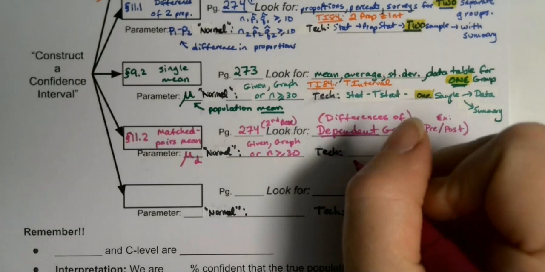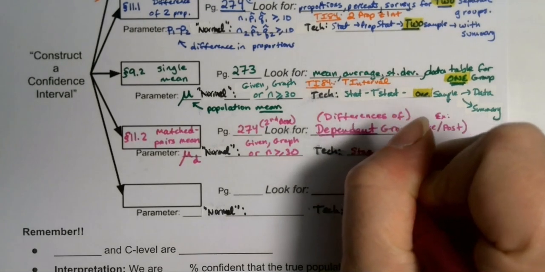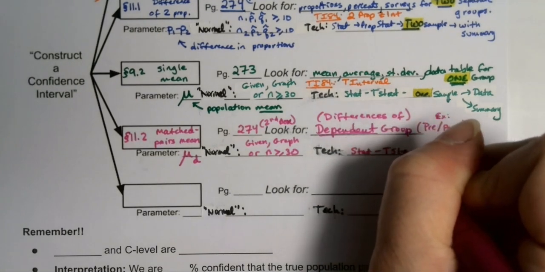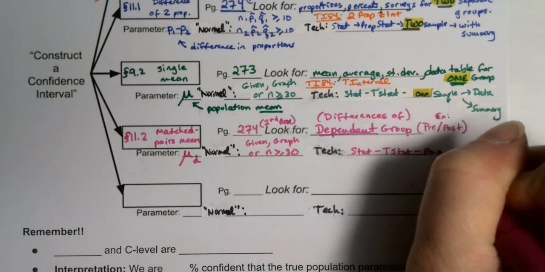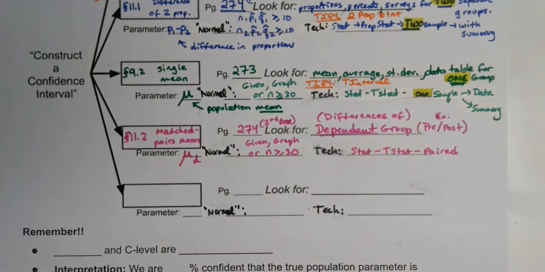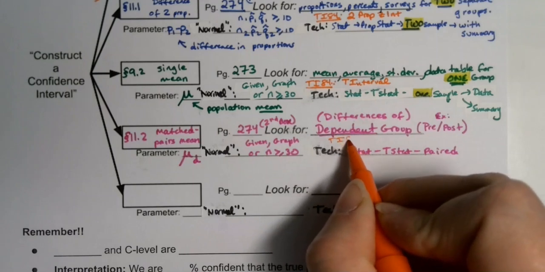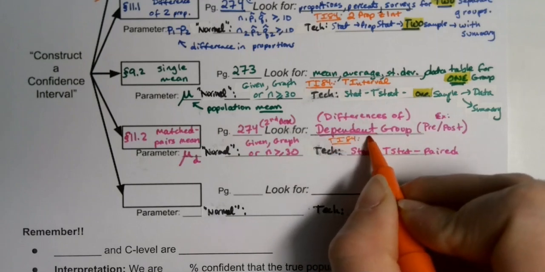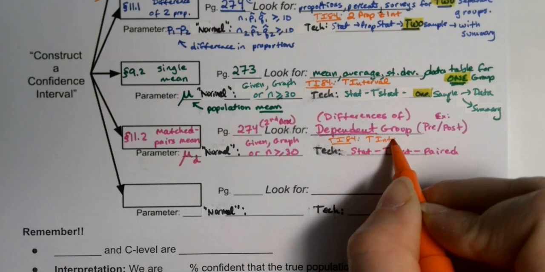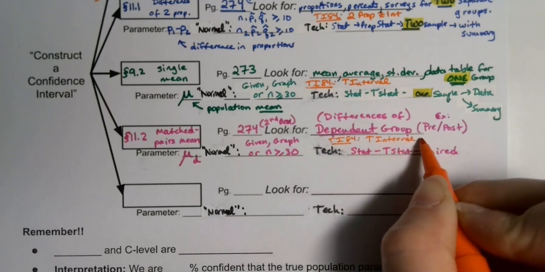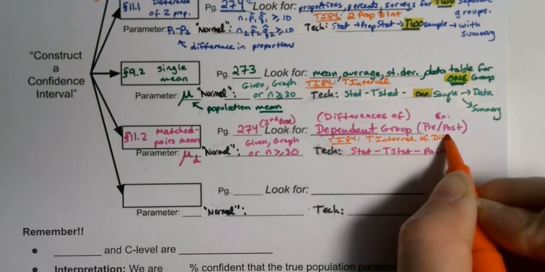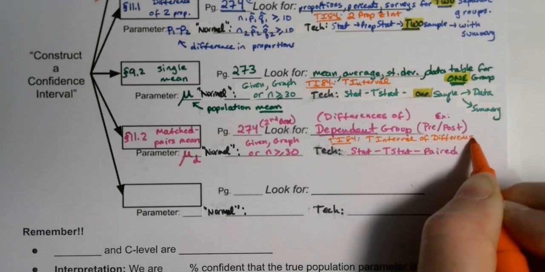And then for technology, we're going to go stat, T stat paired, like that. And then if you're on a TI-84, it's a T interval again, but it's the T interval of the differences. And I'll just write that. T interval of the differences. So you'll have to find those differences first.